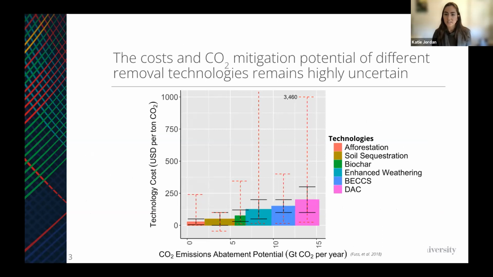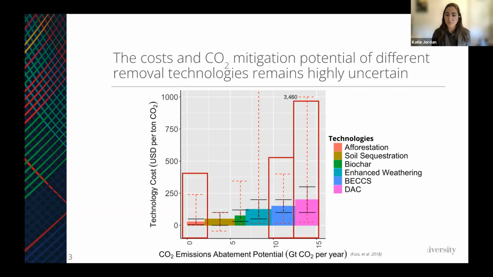The graph that we see on the slide shows the technology cost on the y-axis and CO2 emissions abatement potential on the x-axis for a number of different CDR technologies. In our analysis, we're focusing on three: afforestation and reforestation, BECCS, and direct air capture. The others seen on the graph, biochar, soil sequestration, and enhanced weathering, are excluded from our analysis due to possible negative externalities or low expected sequestration potential.